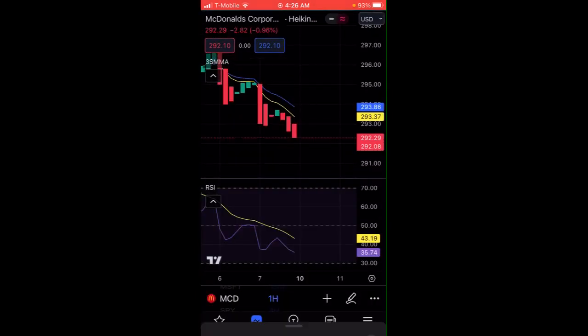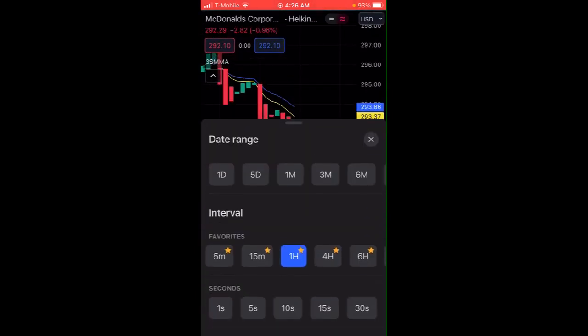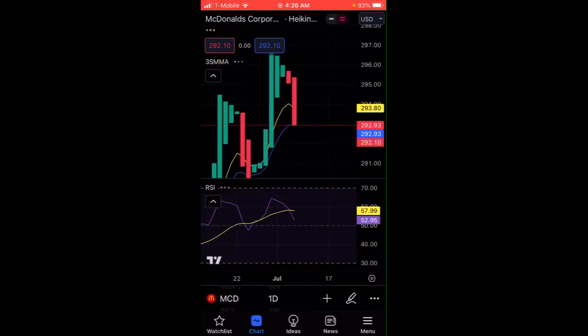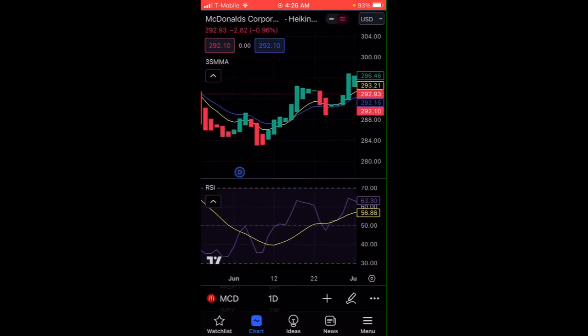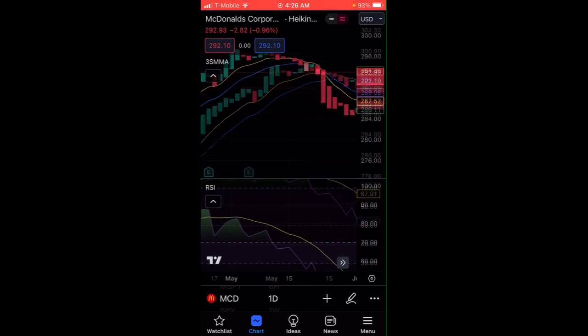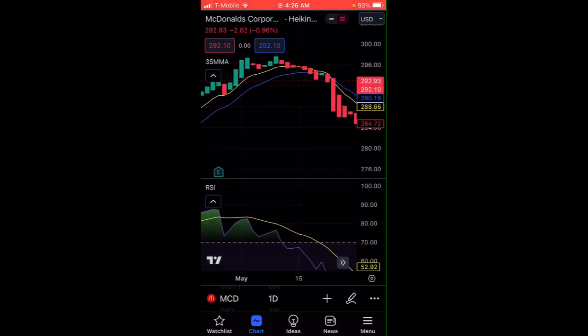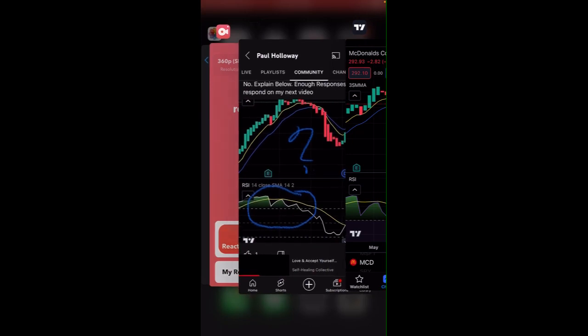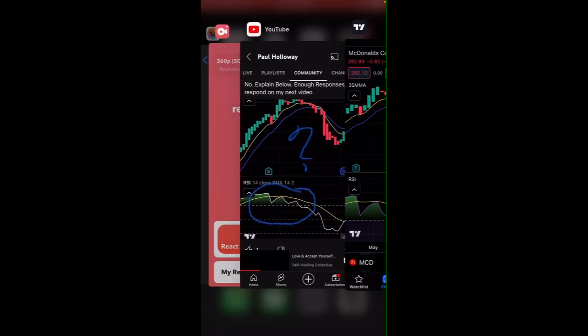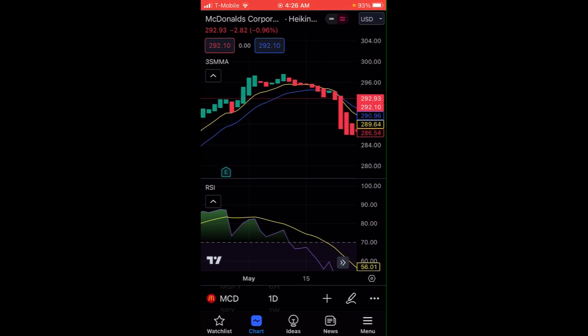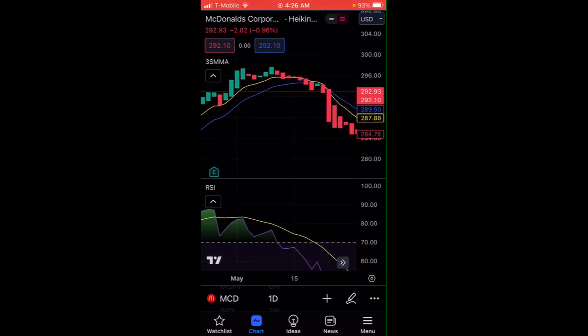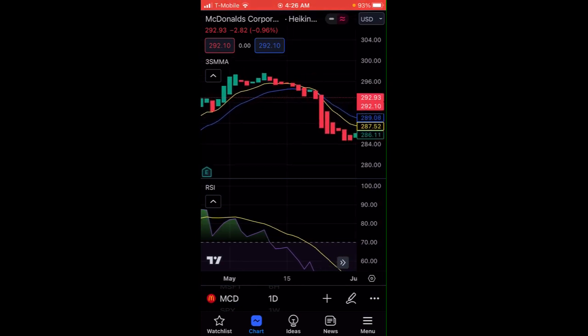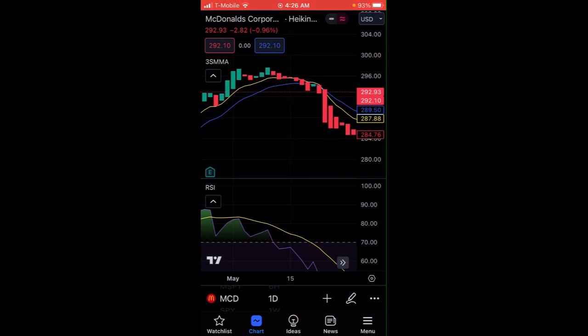We look at McDonald's on the day. Now, the exact moment I was talking about, I think it was right here. Yeah, this looks like the exact moment from the snapshot. But anyway, the question was, would you take this trade?